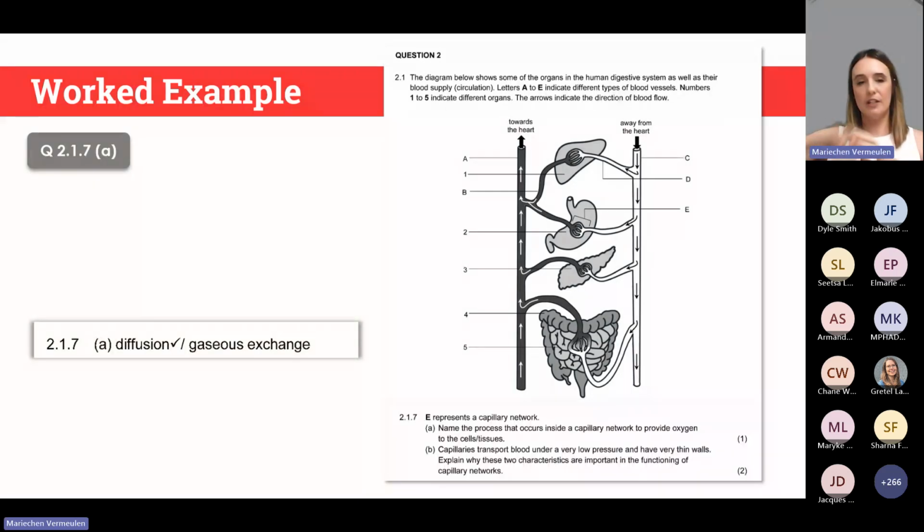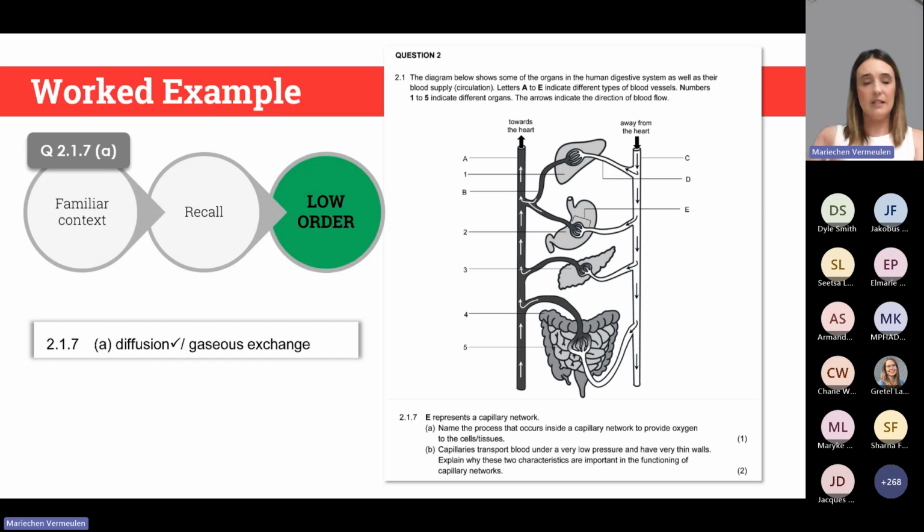Okay, skipping again, let's go to that difficult part of the worked example, 217. It says that E represents a capillary network, and then it asks two questions. The first one says, name the process that occurs inside a capillary network to provide oxygen to the cells or tissues. And the options there are diffusion or gaseous exchange. So this is, again, a lower order question. It's merely a definition of something that they've learned. They just need to recall the process that occurs within a capillary network. And I've added it there as a lower order question, again, to ease them into what's going to happen next.